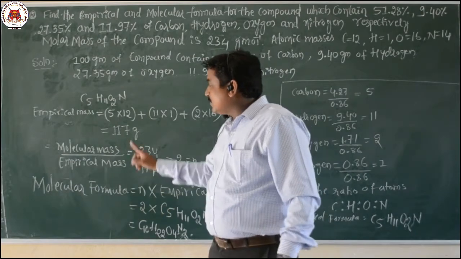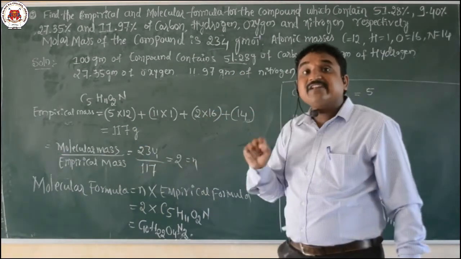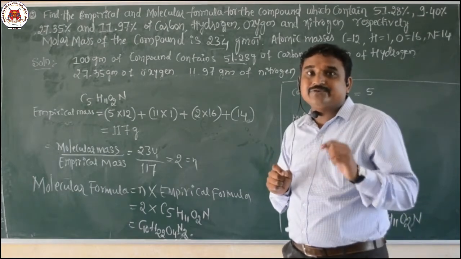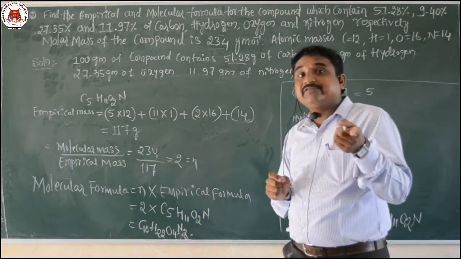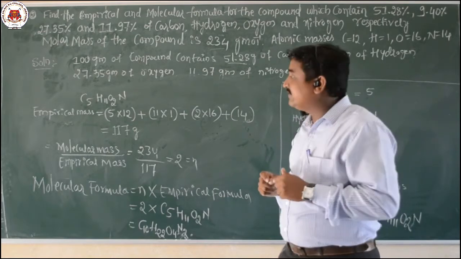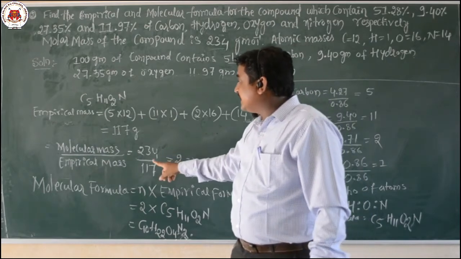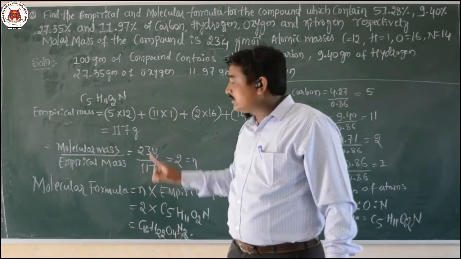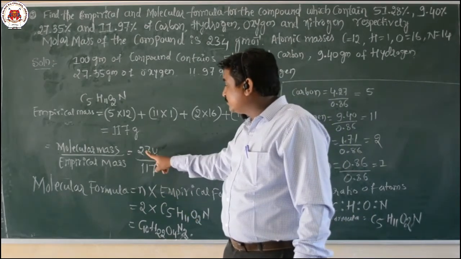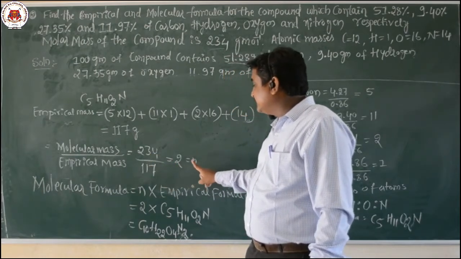So after calculating the empirical mass, you have to calculate the N factor value. That is calculated using the formula molecular mass divided by the empirical mass. The molecular mass is already given in the problem, that is 234 gram, divided by the empirical mass, that is 117. 234 divided by 117 is equal to 2. That is the N factor.